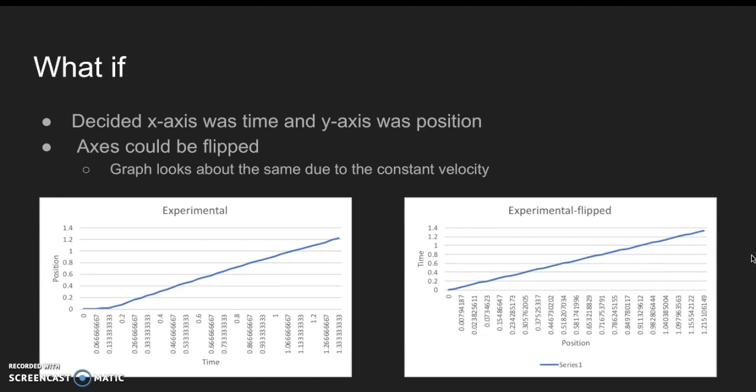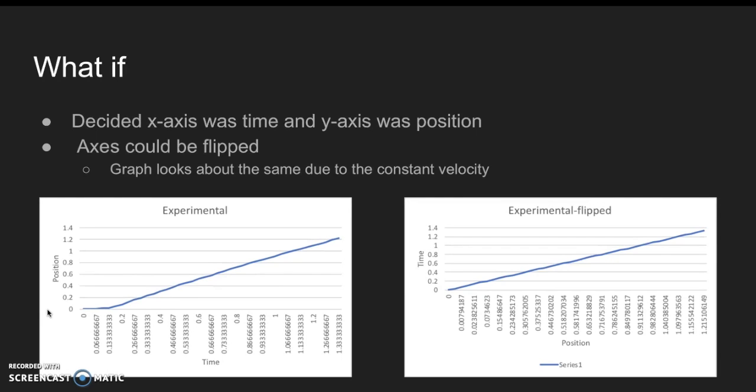The lab asked what if you were to flip the axes. So in this lab we decided that the x-axis was the time and y-axis was position, which is typical of science. But then if you flipped these, what would the graph look like? So the graph on the left is the one with time on the x-axis, and then the one on the right is the graph with position on the x-axis.